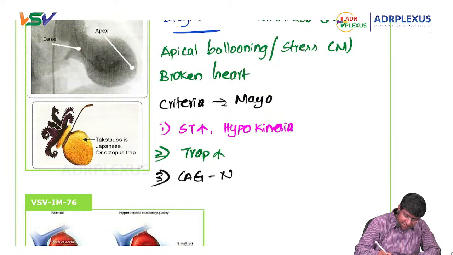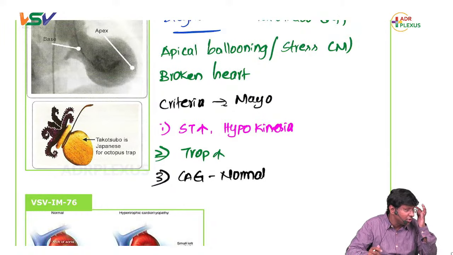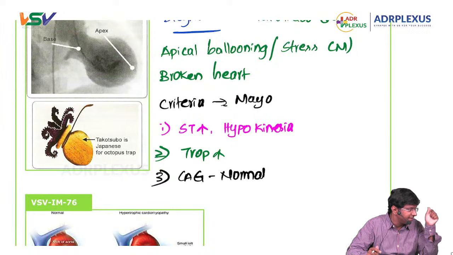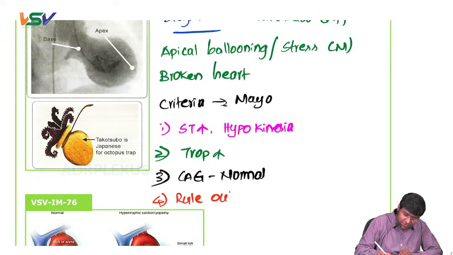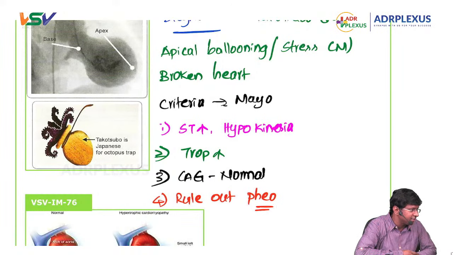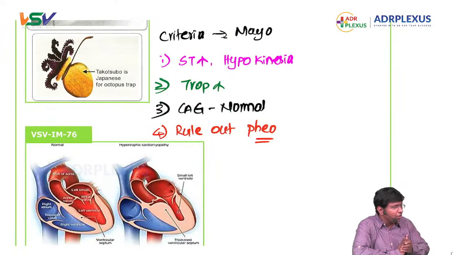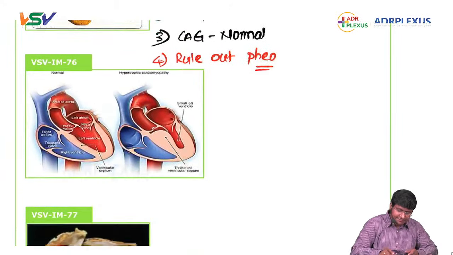So this is how you will be able to rule out Takotsubo cardiomyopathy from MI, because in MI you will have atherosclerotic plaque. And lastly, you should rule out pheochromocytoma, because these patients also will have excessive catecholamines which are responsible. Okay, right? And 4 out of 4 should be there to call it Takotsubo cardiomyopathy, right?